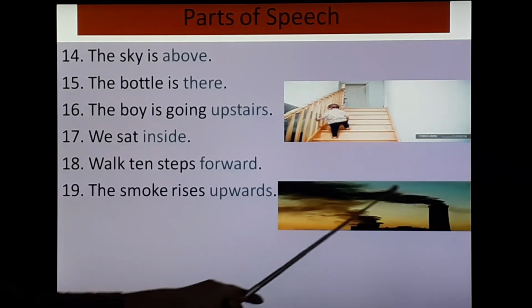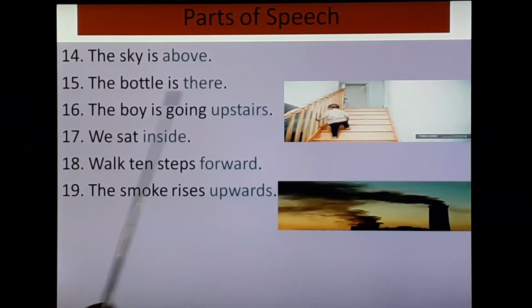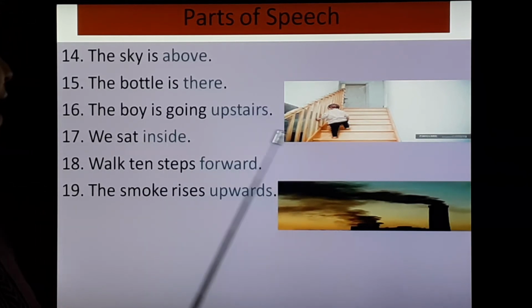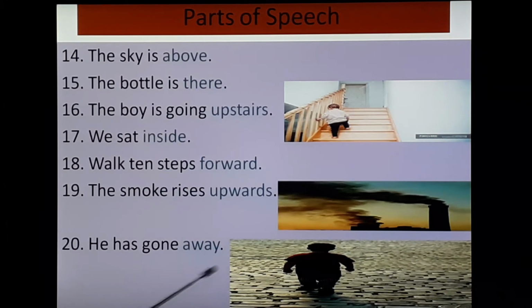The smoke rises upwards. Upwards, downwards. So here rises is the verb, and upwards is an adverb, because the word upwards adds something to the meaning of the verb rises. He has gone away. So here has gone, the whole, is called the predicate or verb, and away adds something to the meaning of has gone. That's why away is an adverb.